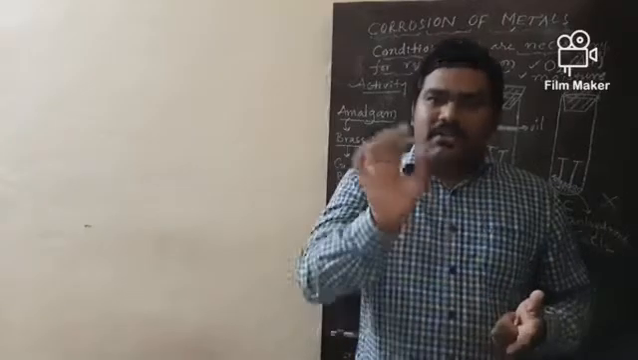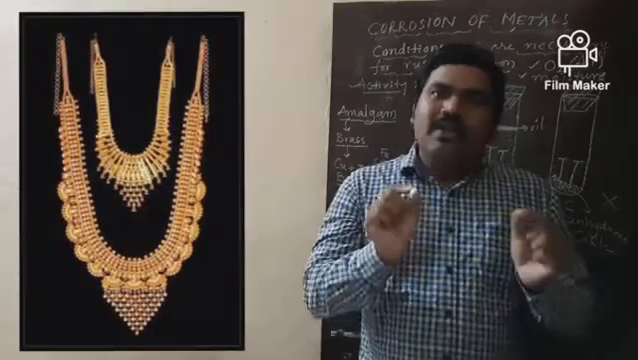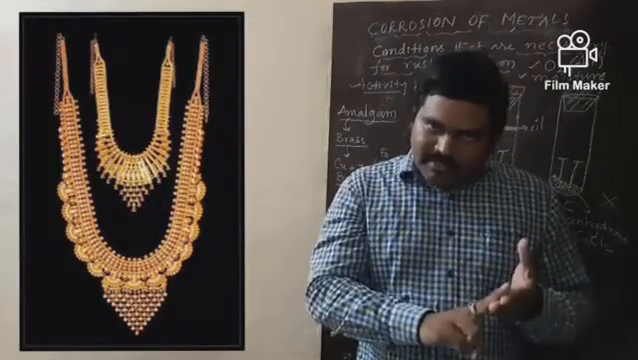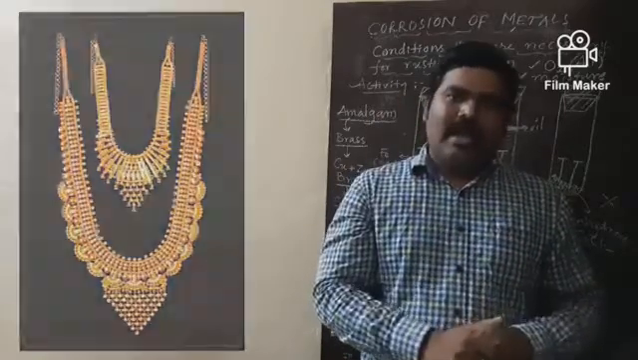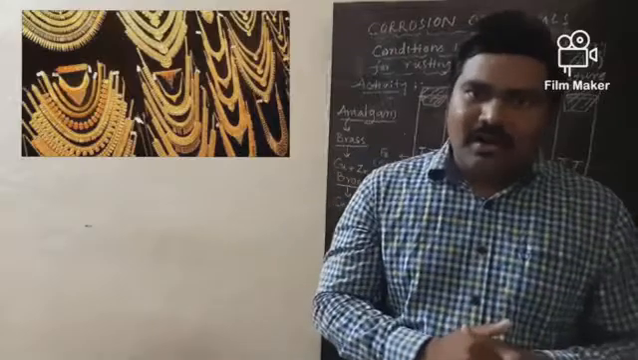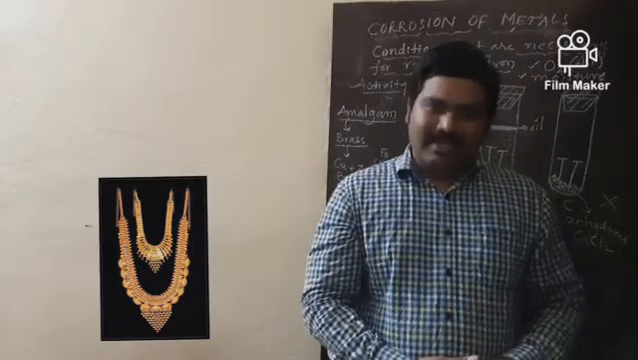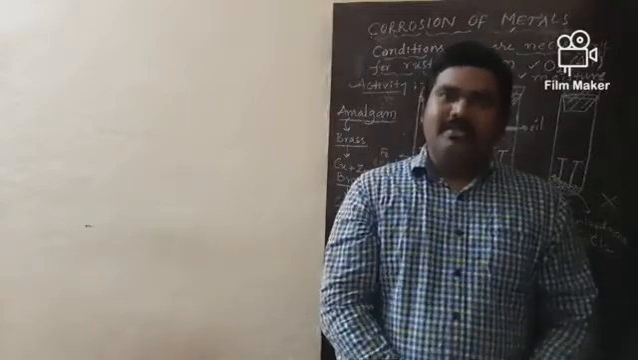That's why we need to alloy this gold, 22 parts of gold with 2 parts of either silver or copper, to get hardness. The gold obtained by this process is called 22 carat gold. In our country, we are using 22 carat gold, which is called ornamental gold, for making jewelry ornaments. Okay, and these things are there in today's module, my dear students.